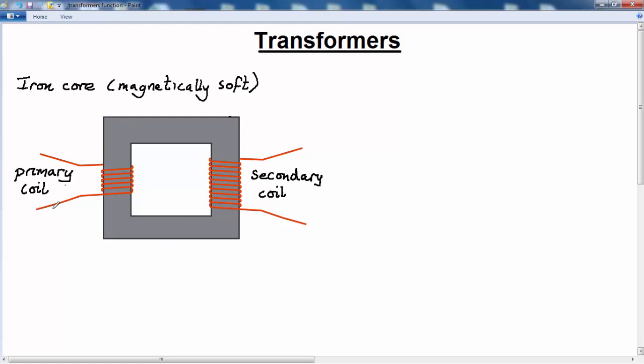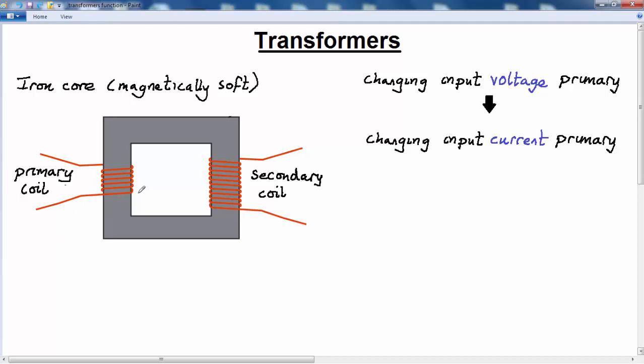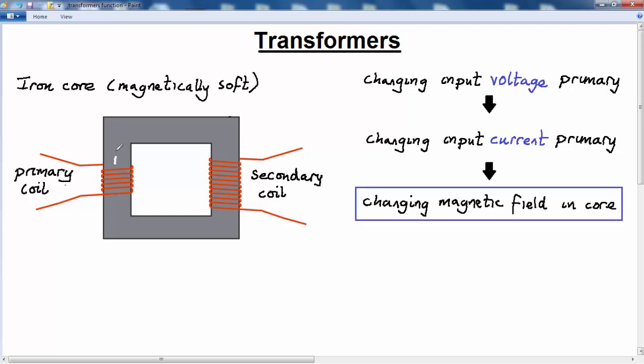First of all, we're going to have a changing input voltage into the primary coil. Now, as you well know from Ohm's law, the voltage in an electric circuit is directly proportional to the current and vice versa. So if you have a changing input voltage in a circuit, then you will also have a changing current. So we get a changing current in this primary coil, and that changing current will produce a changing magnetic field in the iron core of the transformer. Okay, so we're going to get a changing magnetic field in the core of the transformer.